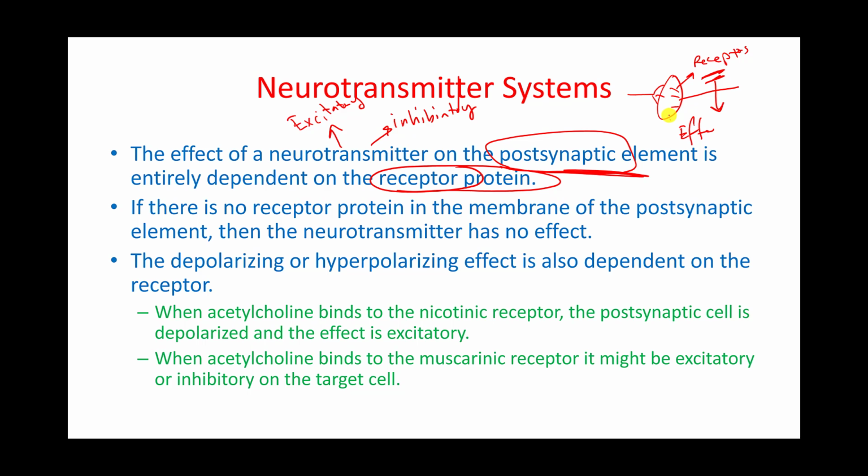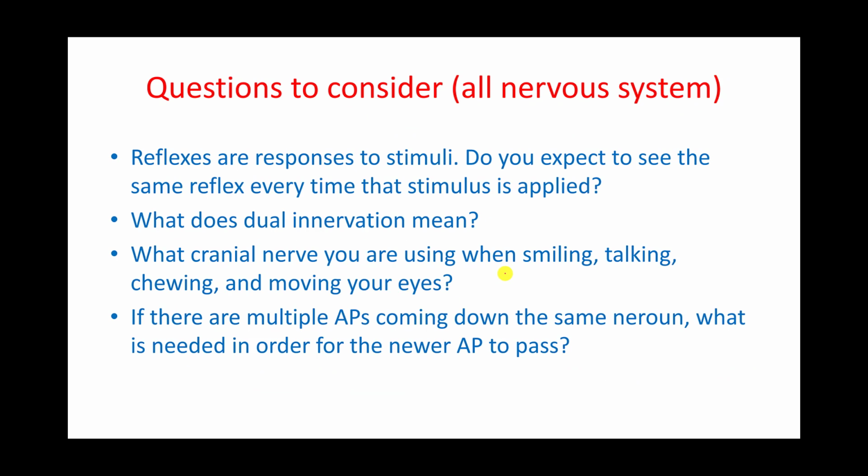So it means that we could have acetylcholine acting on two different receptors. One receptor would cause the cell to be excited, the other would cause the cell to be inhibited. So the effect of the neurotransmitter is dependent on the receptor that the neurotransmitter is binding to. Binding to that receptor can cause either depolarizing, in this case excitatory, or hyperpolarizing, which in this case will be inhibitory. Okay?